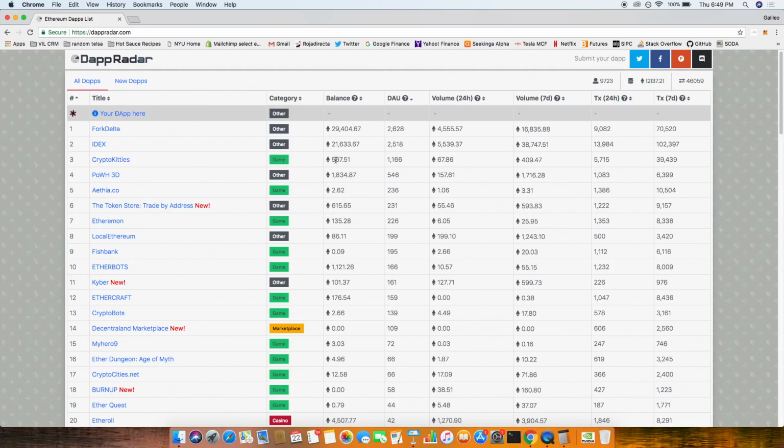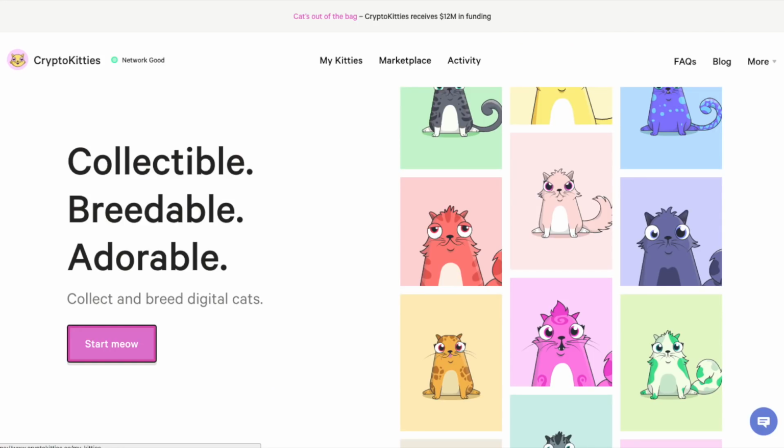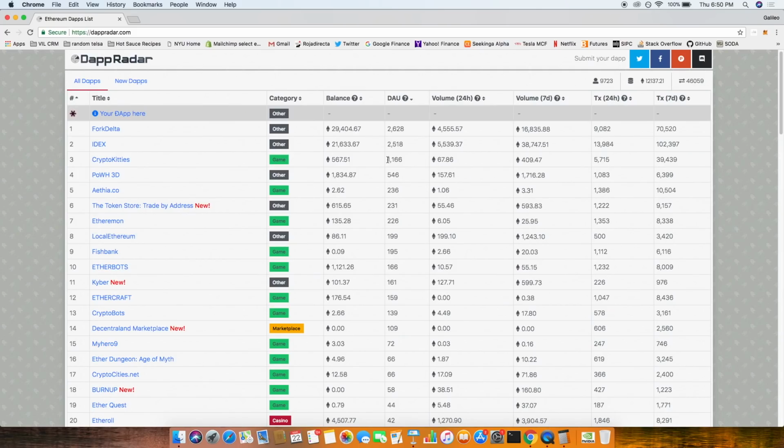CryptoKitties has 567 ETH in volume, but it did 1,100 users. So that means CryptoKitty transactions are smaller, I guess. Smaller than exchanges, but still, the fact that there were 1,100 active transactions in that community shows the actual usage patterns of it. Oh, and this is a great time to bring up a quick mention of what we talked about before, the P-ETH ratio.